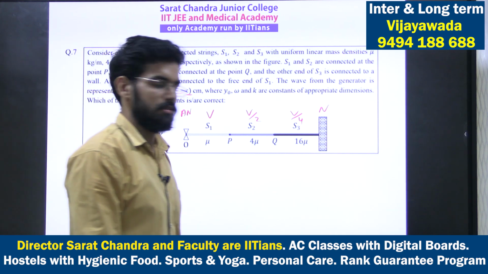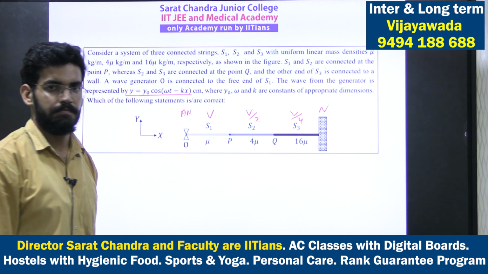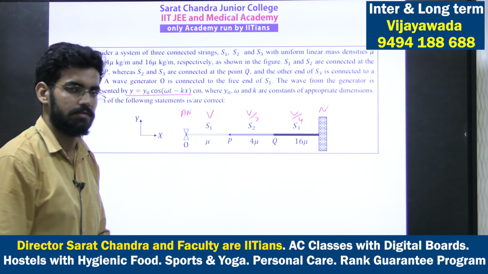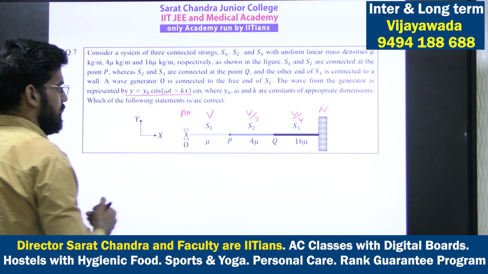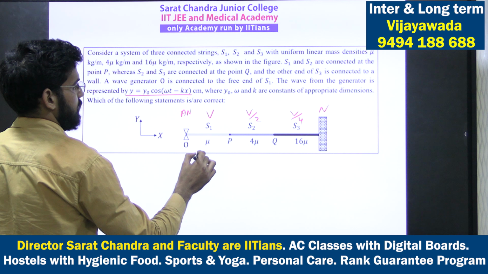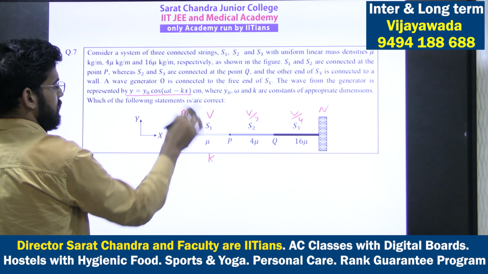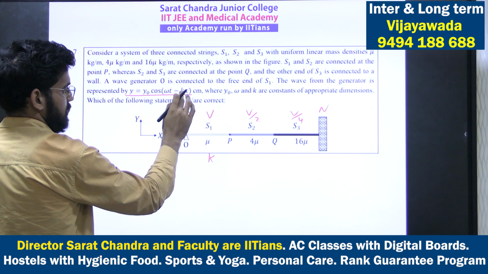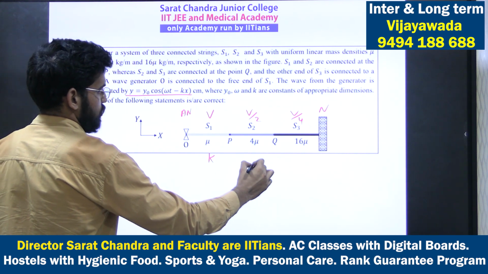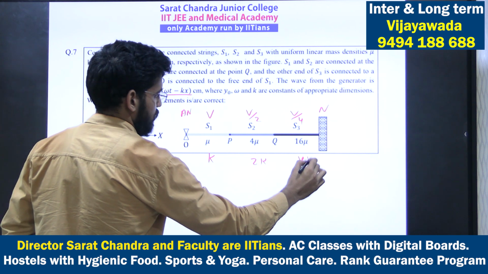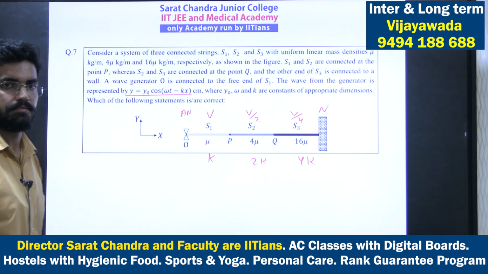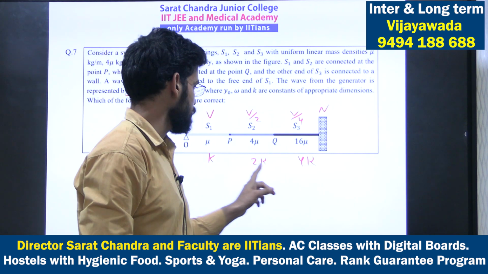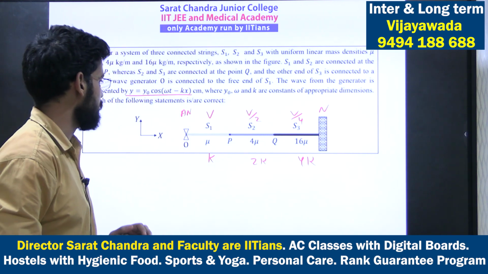Now I know the velocity and k relation, right? Inversely proportional because frequency is constant. So if k is as represented by the equation, because it is generated in S1 only, right? So I can say this is 2k and this is 4k, correct? Okay, this is k, 2k, 4k in S1, S2, S3.